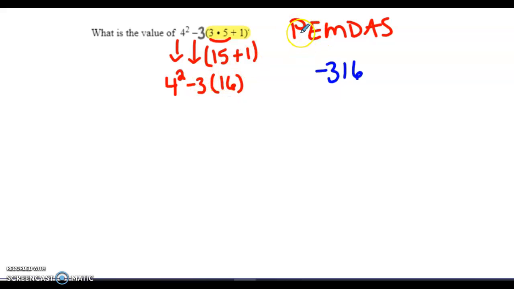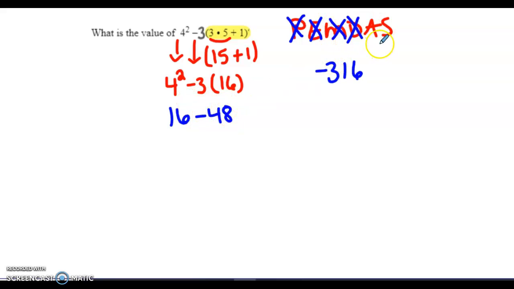I'm going to go ahead and follow my order of operations. I did parentheses. Next, I'm going to do exponents. So 4 squared means 4 times 4, which is 16. And then I'm going to multiply. -3 times 16, I don't even know that. 3 times 16 is a -48.